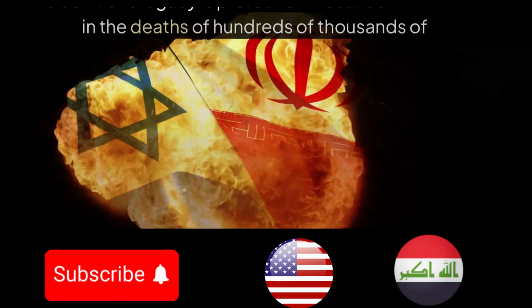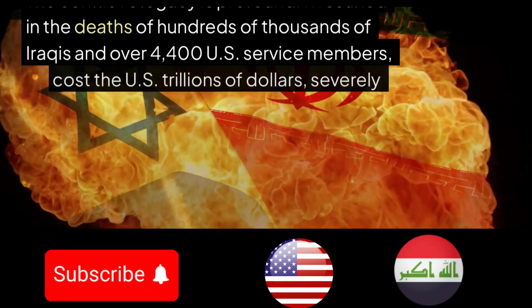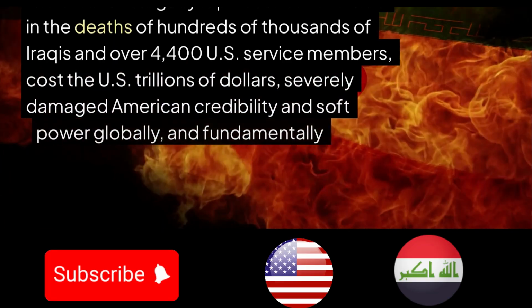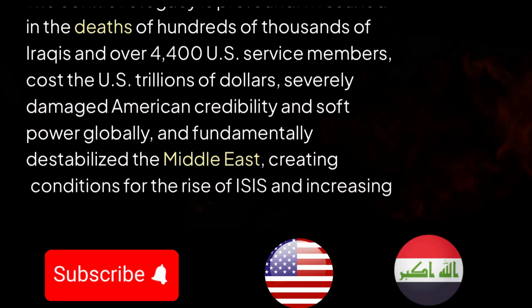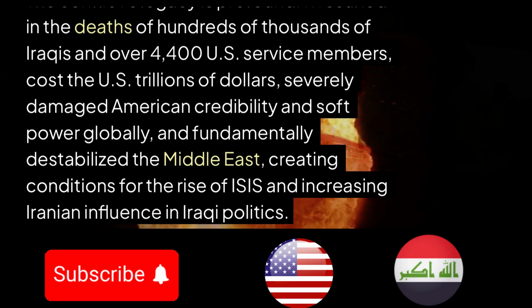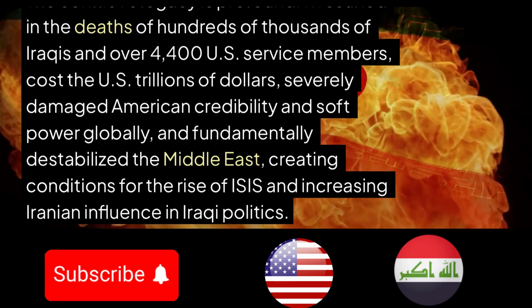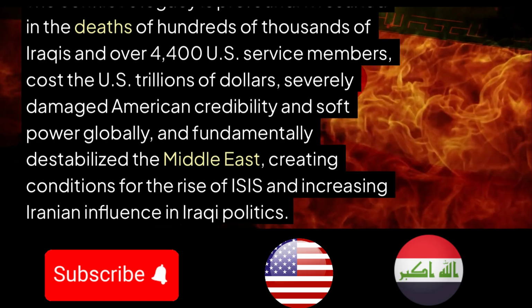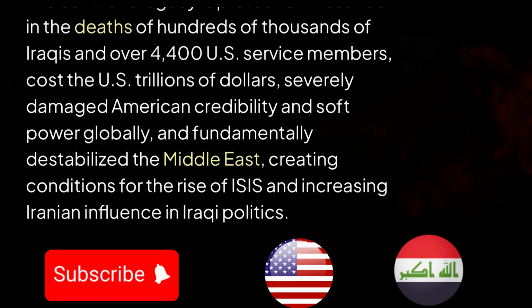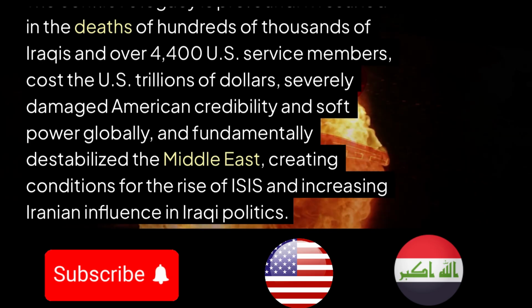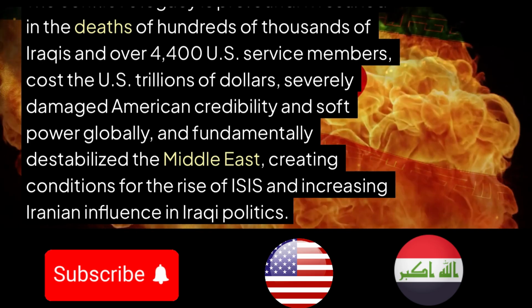The conflict's legacy is profound. It resulted in the deaths of hundreds of thousands of Iraqis and over 4,400 US service members, cost the US trillions of dollars, severely damaged American credibility and soft power globally, and fundamentally destabilized the Middle East, creating conditions for the rise of ISIS and increasing Iranian influence in Iraqi politics.